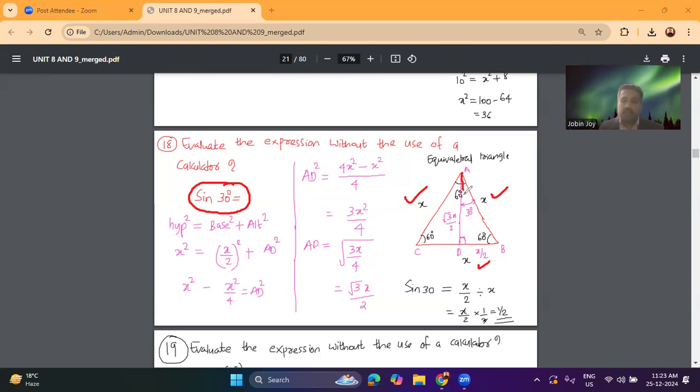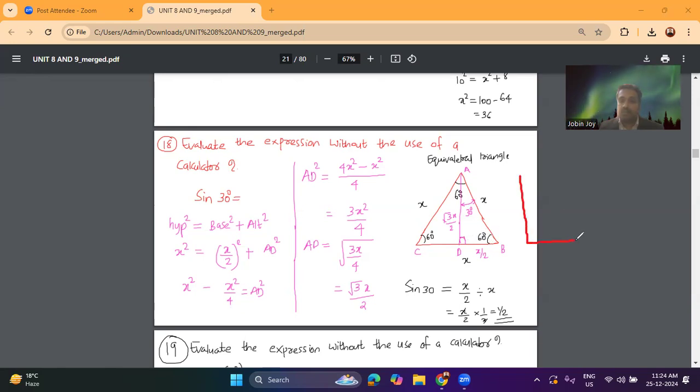So I will split this triangle into two parts like this. So I will get a right angle triangle. Now you can see I will get a right angle triangle. This angle is 30 degree, means this total angle is 60, half means this is 30 degree. This is 60 degree. This is right angle.